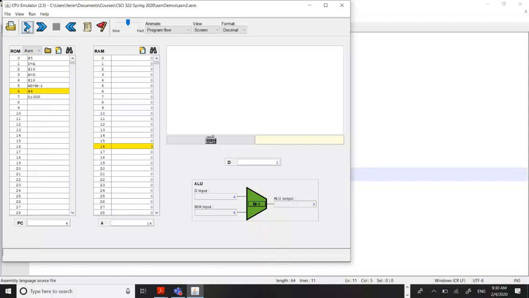D and M are both 3. I check D, is it 0? Yeah, I loop. And I keep going, D and M are both 2. I jump back, D and M are both 1, it's still greater than 0, I loop. Oh, now they're both 0. I check, I don't loop. I have exited. And we now have our first machine language loop.